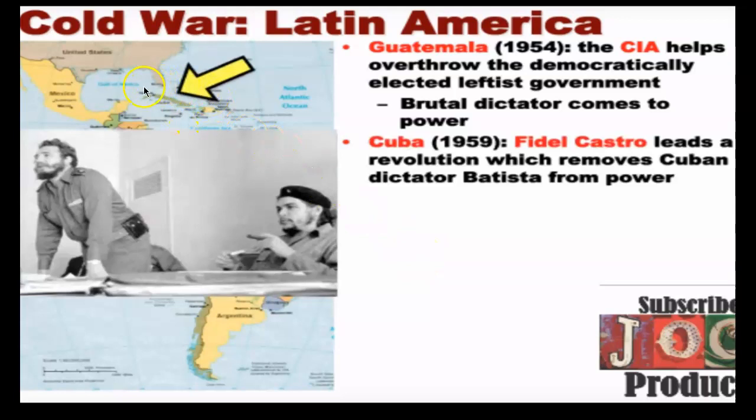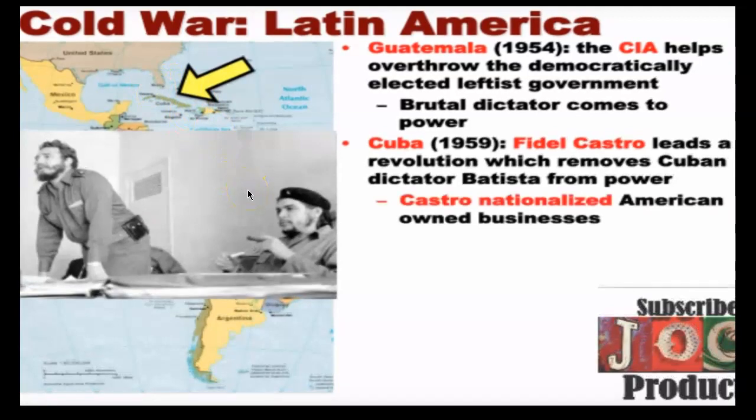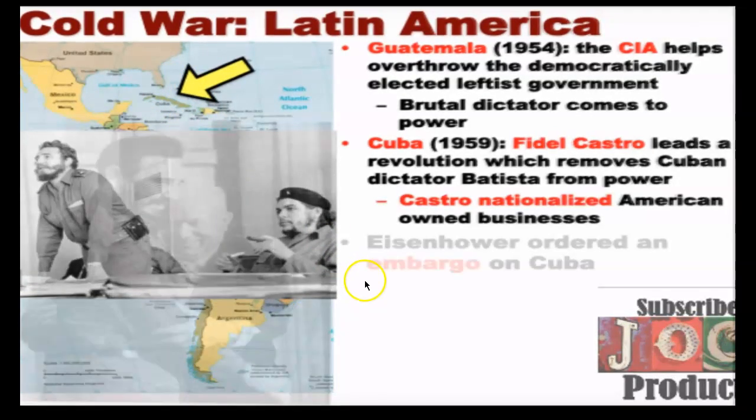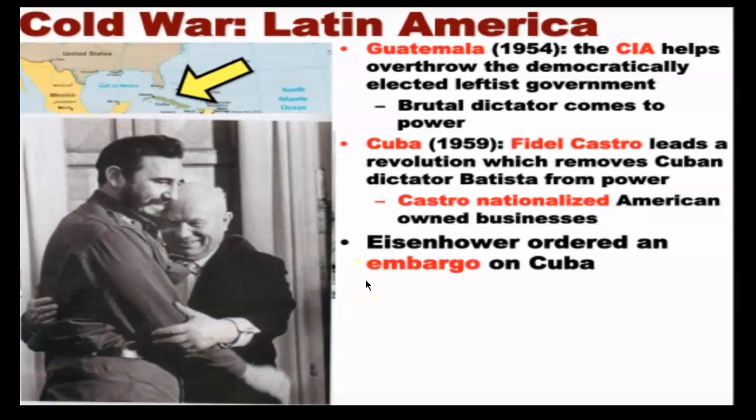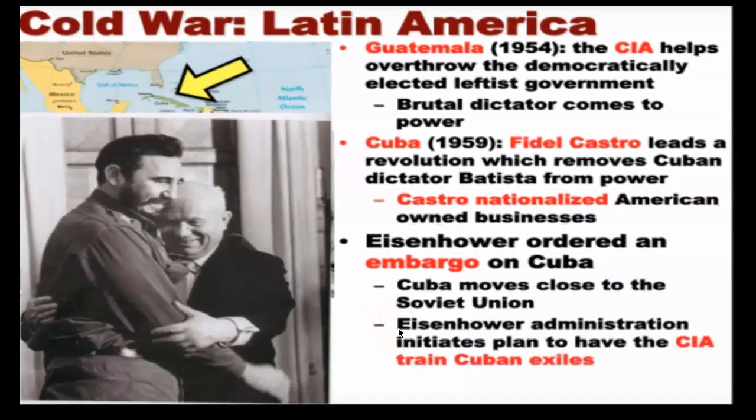And Cuba, of course, this was of grave concern to the United States because it sits so close to Florida. Castro would nationalize America-owned businesses. In other words, he would take them over. They are now Cuba-controlled. And Eisenhower, in response, would order an embargo of Cuba.